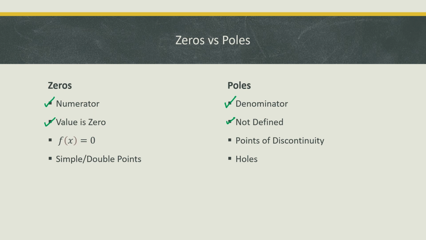These poles are also called points of discontinuity. The zero which is contributed by the part of the numerator which has an odd power is called a simple zero, and if the zero is contributed by a factor with an even power, then it is called a double zero. We generally represent poles by using holes on the number line. We will look at it.